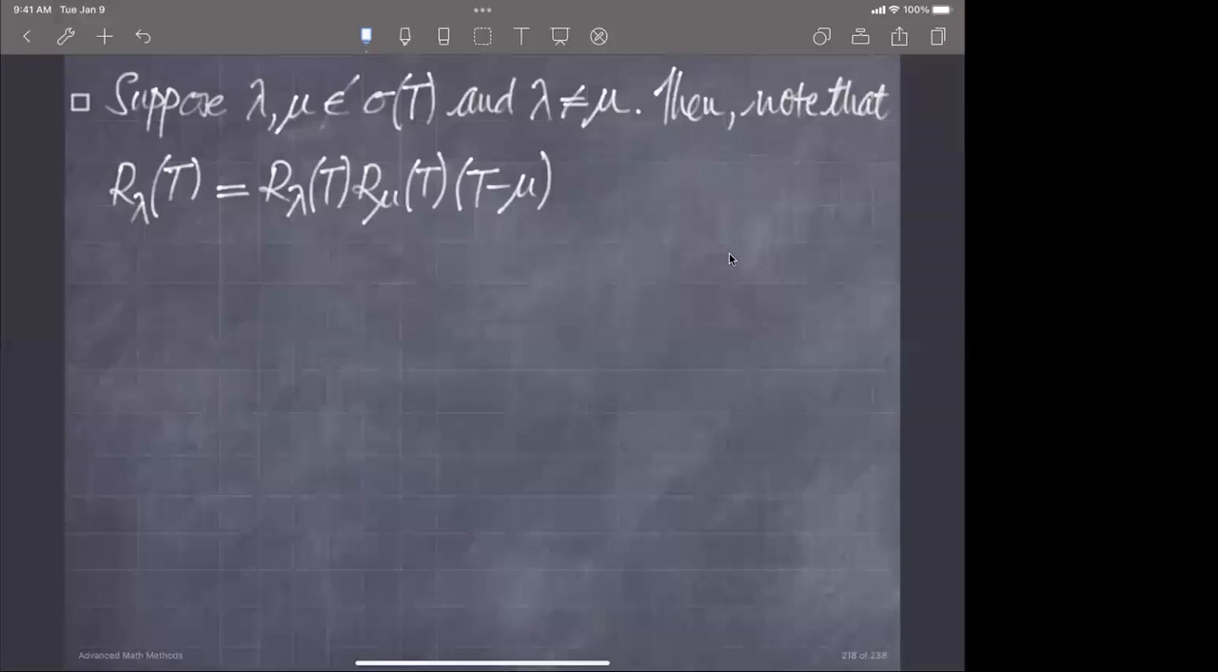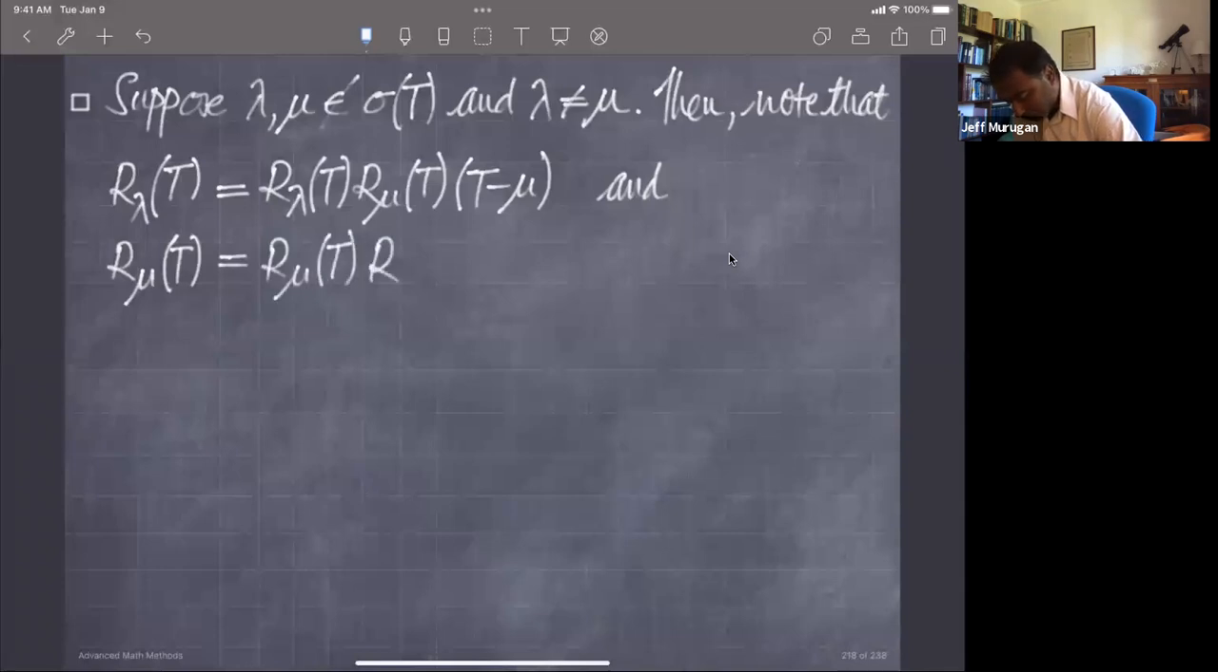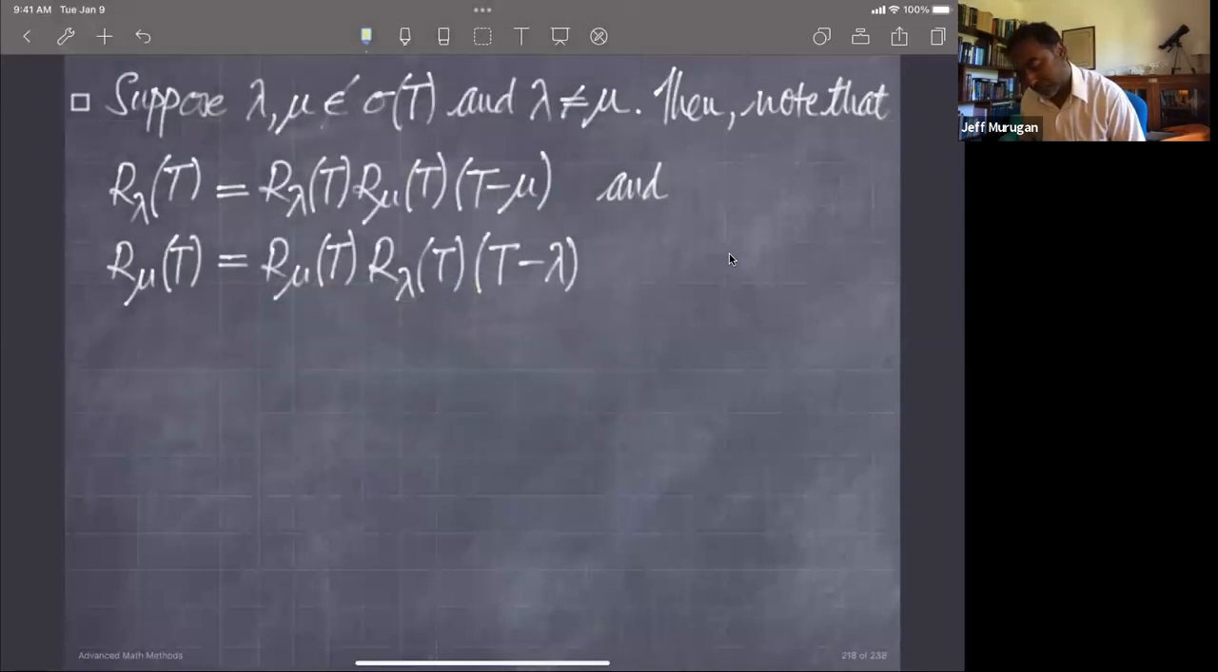Okay, similarly, I can write R mu of T as R mu of T times R lambda of T times T minus lambda. Again, the reason I can do this is because these guys here are just the identity operator.